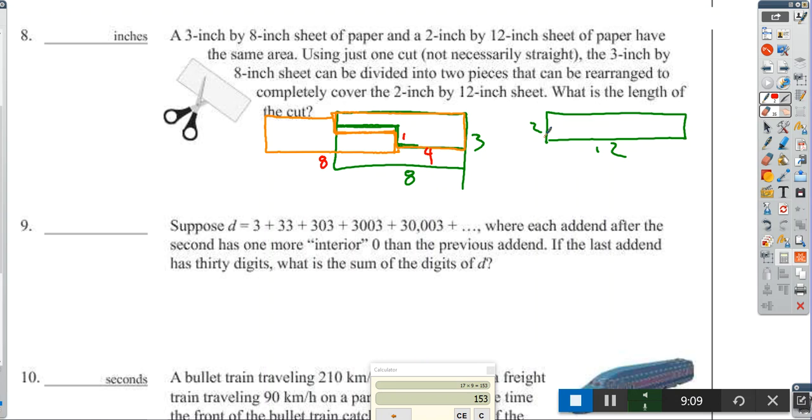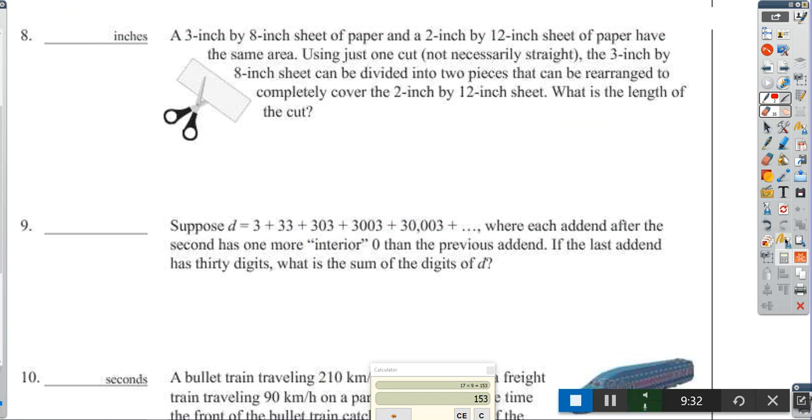That's my one cut. So let's analyze how I cut this. So let's look at this cut. This length here is 4. This length here is 1. This length here is also 4. 4 plus 1 plus 4 is 9 inches for one cut. All right, number 9.